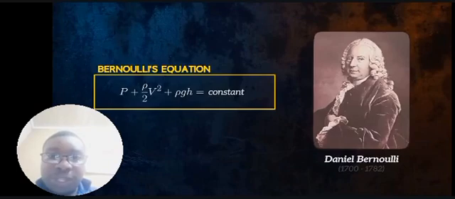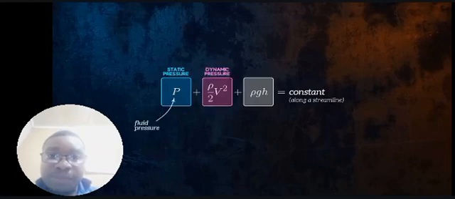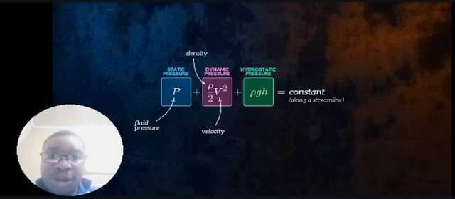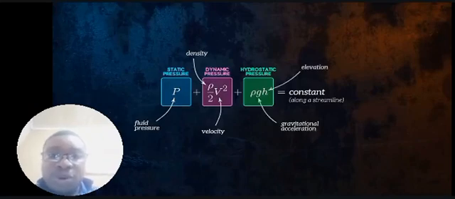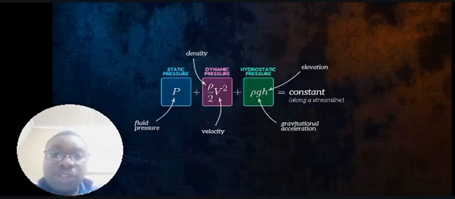It has three pressure terms that you're supposed to be familiar with, and they all add up to a constant. So you have static pressure, which is the pressure of the fluid. You have your dynamic pressure, which is a function of velocity and density of the fluid. And you have your hydrostatic pressure, which is a function of elevation or height, and also gravitational field strength, acceleration due to gravity. So remember, those three terms will add to a constant along a streamline.